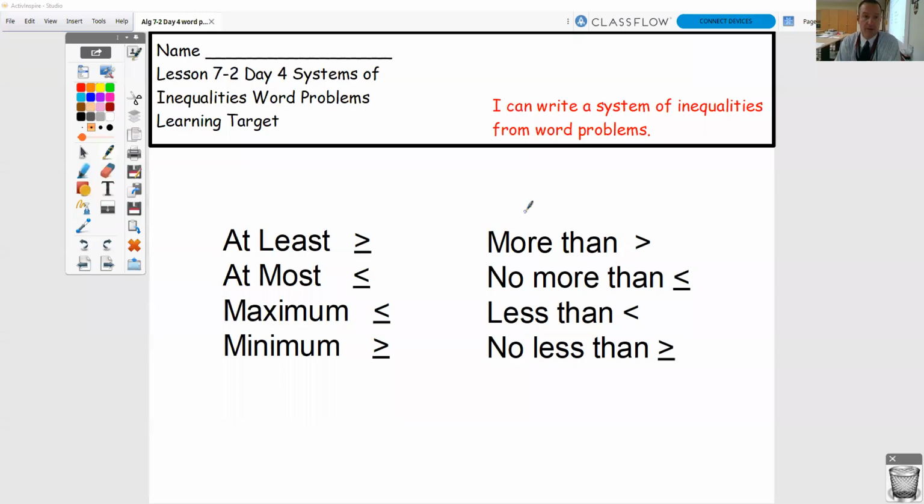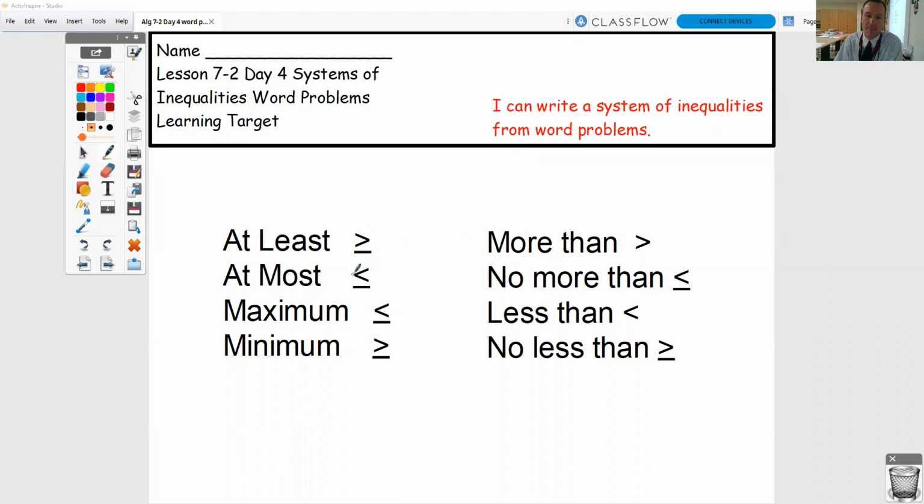This is a lesson for Algebra 1, 7-2, day 4. What you're doing today is setting up and also graphing word problems. The phrase "at least" means greater than or equal to. You have to be at least 16 years old to drive a car. You could be equal to 16 or more than 16 and drive a car, but you can't be less than 16 and drive a car legally.